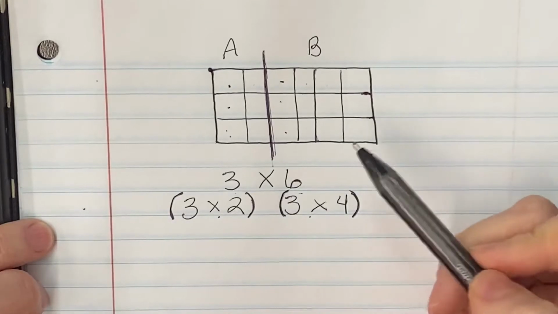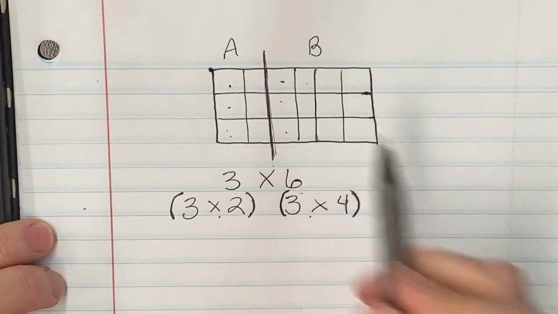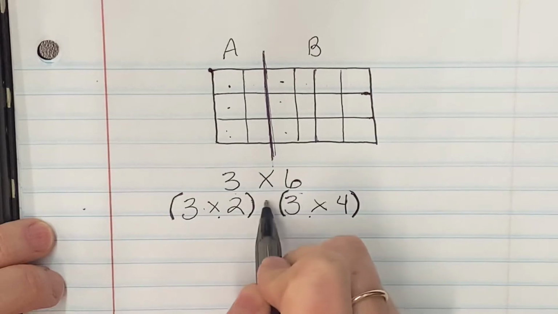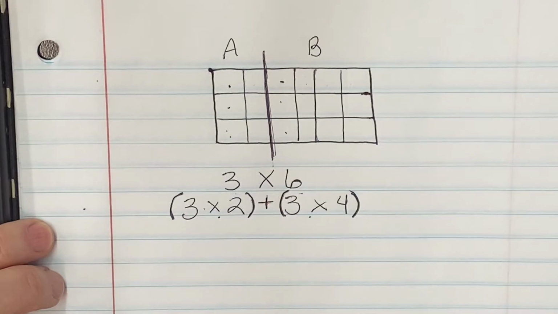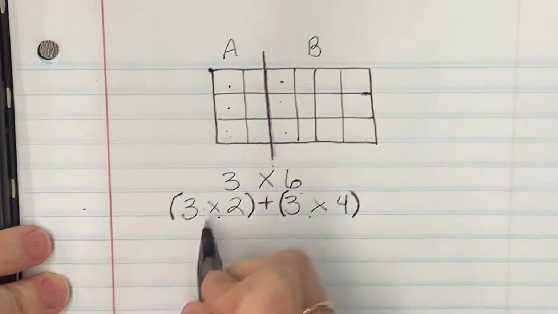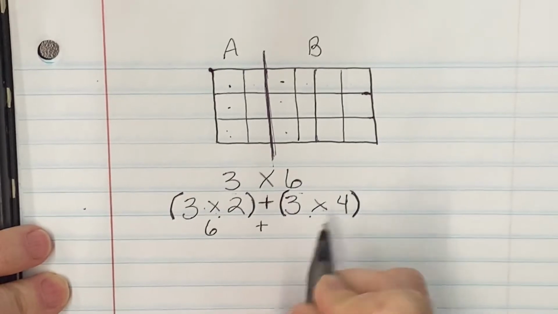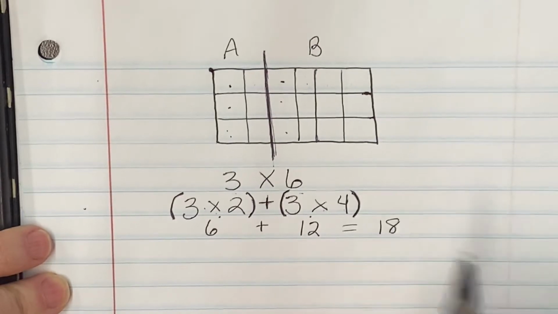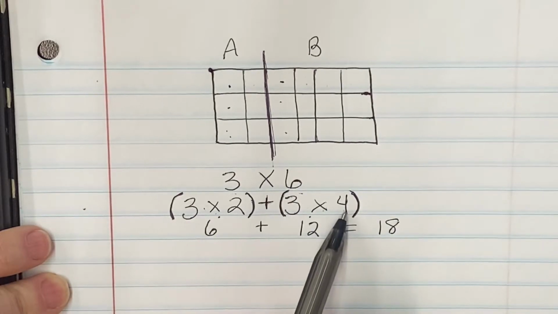Okay, so you might be thinking, well, all we would really have to do is take these tiles and add them to these tiles. You're right, that's what you do. So you're going to take floor A and add it to floor B. To solve this, you would take 3 times 2, which is 6, plus 3 times 4, which is 12, to get 18. But there is a simpler way to write this type of number sentence.